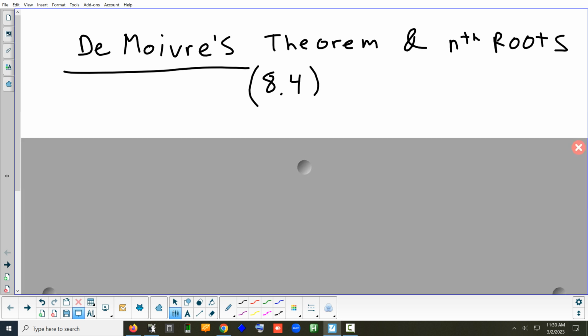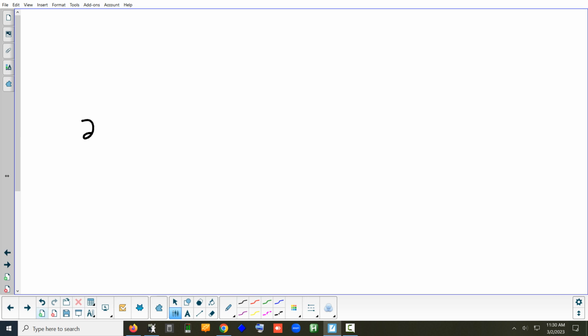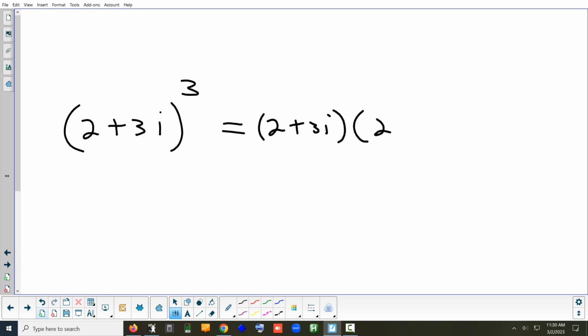So let's say that you wanted to raise something to a power, say a complex number, like this: 2 plus 3i to the third power. What does that mean to do? Like if you wanted to just write that out, not the final answer, but write it without a power of 3. Yep. It's 2 plus 3i times 2 plus 3i times 2 plus 3i.